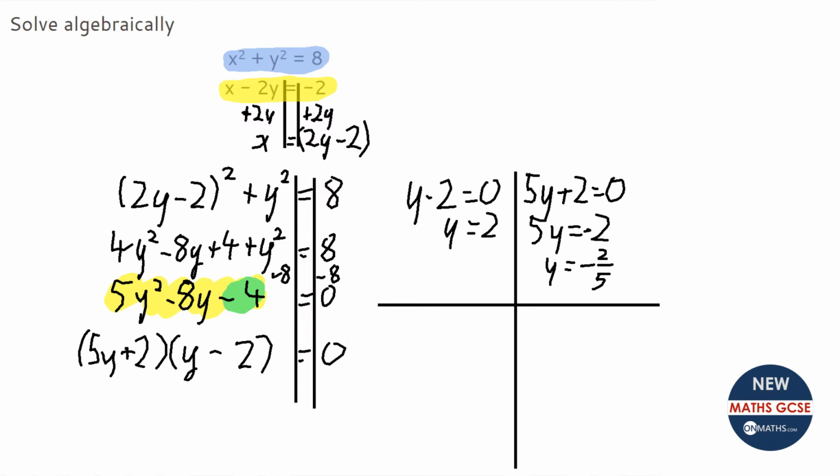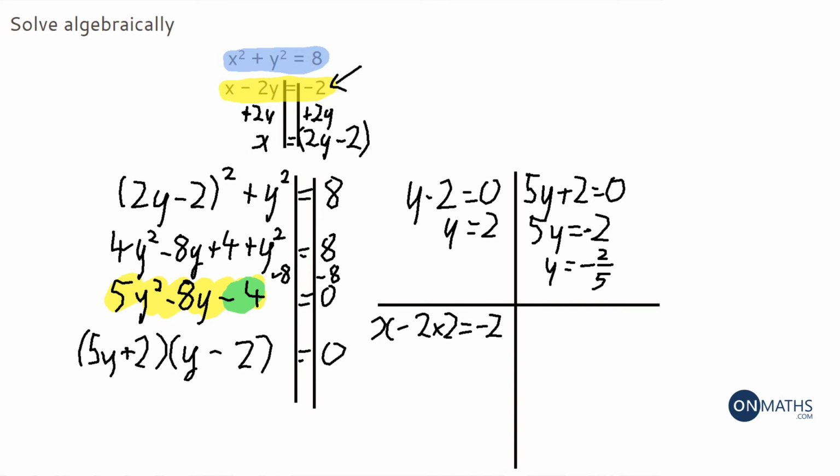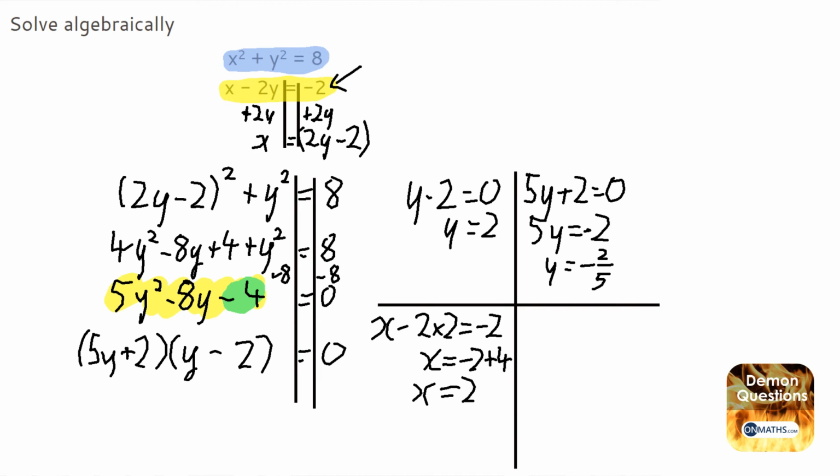So when y is 2, I'm going to substitute into this top equation here again. So I'm going to substitute the y equals 2 first. So x minus 2 times 2 equals minus 2. And so that's x equals minus 2 plus 4. X equals 2. So we've got our first pair of answers, y equals 2 and x equals 2.